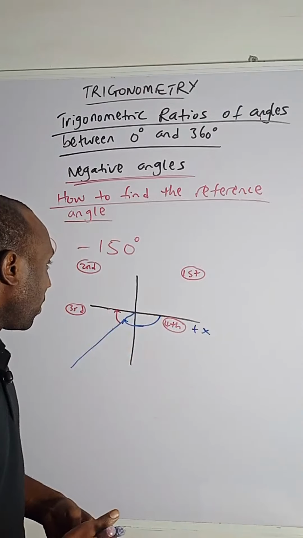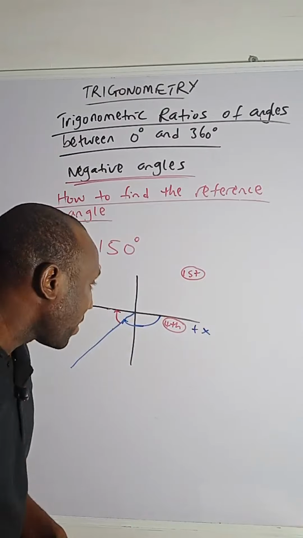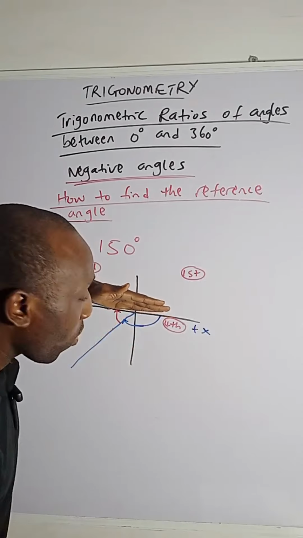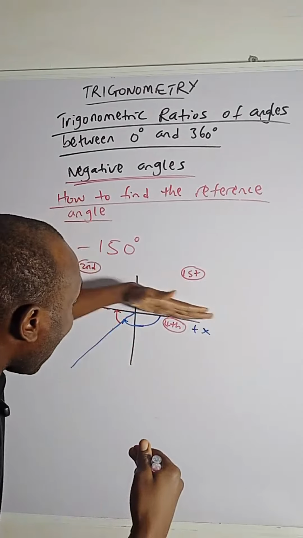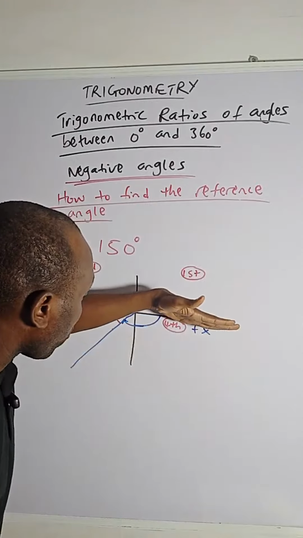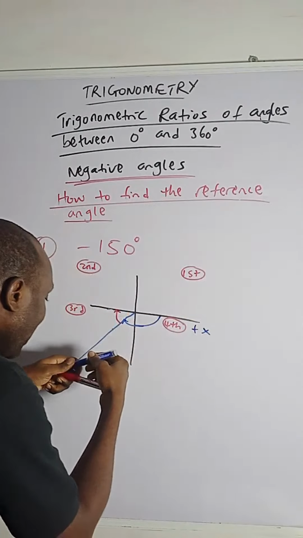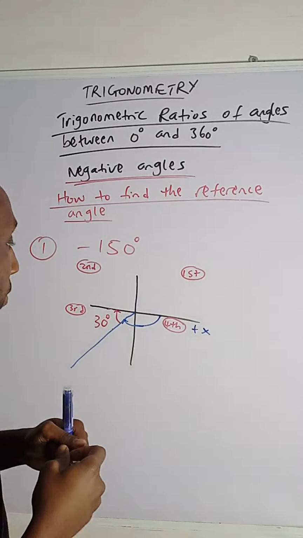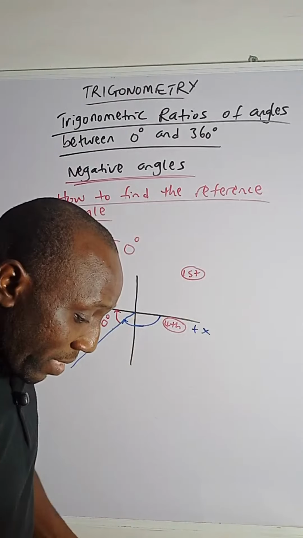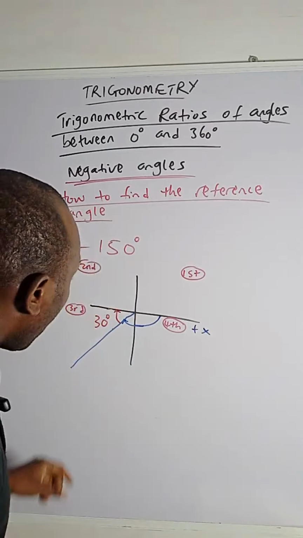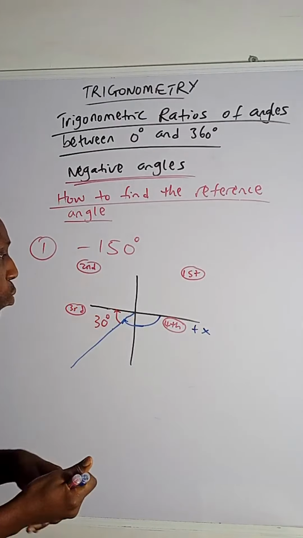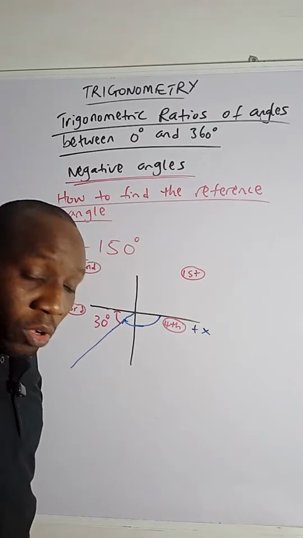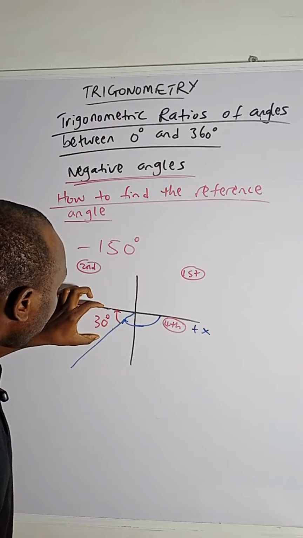30 degrees. Yes, that's true. Because from here to here is 150. And if you want to get to here, you add 30 to 150, giving you the angle on a straight line. This is a straight line, so it is supposed to be 180. But this is now 30 degrees. So how do we get the reference angle? That's the reference angle. Yes, we have just gotten the reference angle. It is 30 degrees.